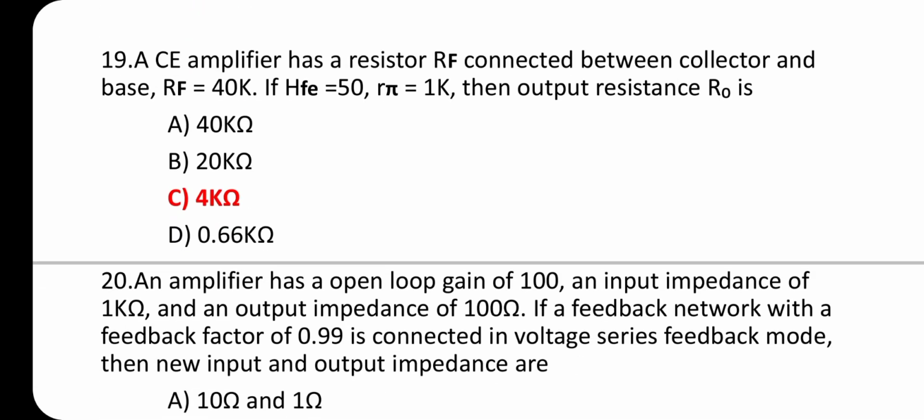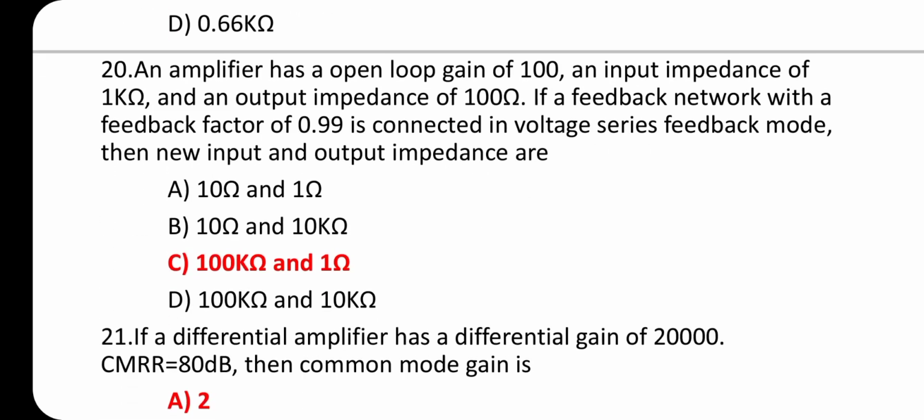200 millivolt. A CE amplifier has a resistor RF connected between collector and base, RF equal to 40K and hFE equal to 50, RL equal to 1K, then the output resistance Ro equals, option C, 4 kilo ohm.